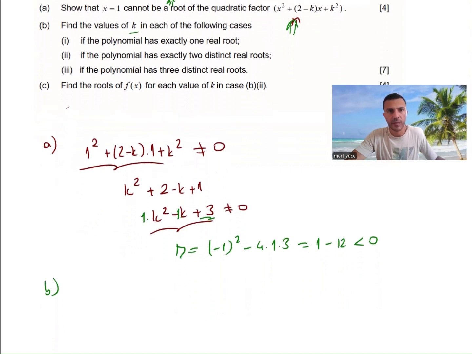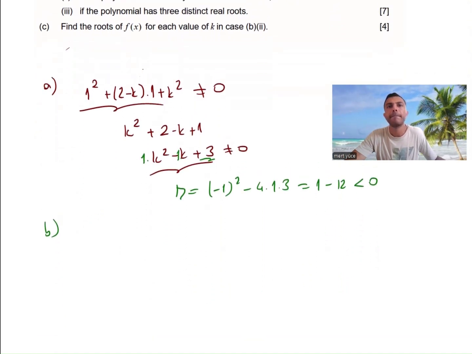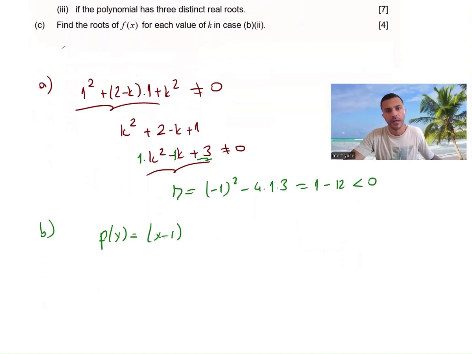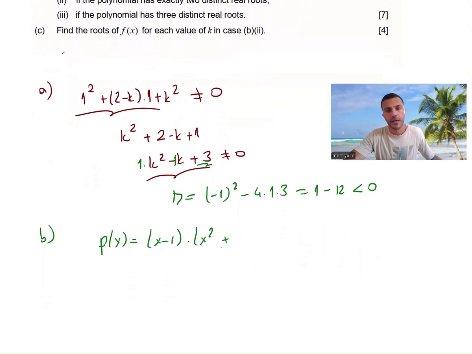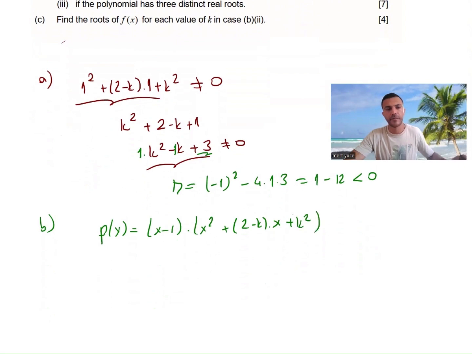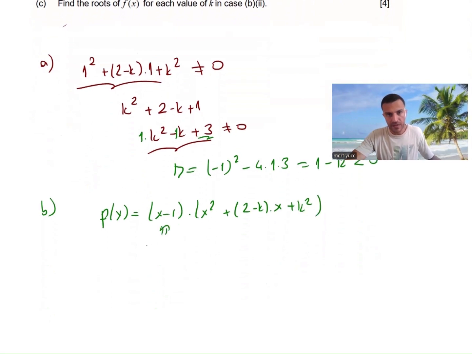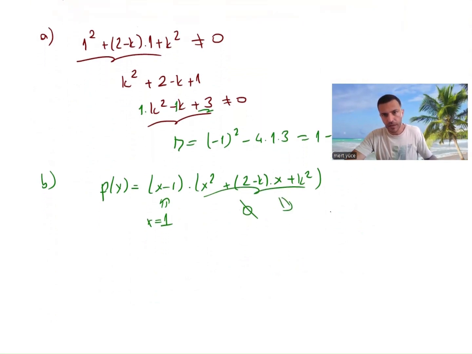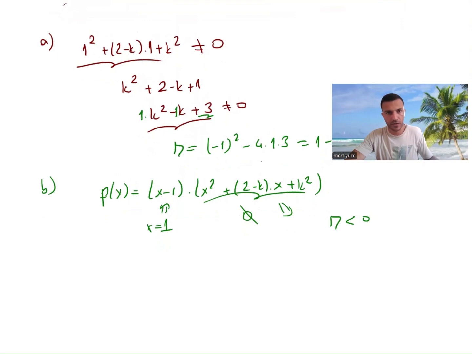So actually we will make the same. Here I will write the polynomial again, x minus 1 times x squared plus 2 minus k times x plus k squared. Yeah, we know that there is already roots here, which is x equals 1. So it shouldn't be any root from here. In this case, we're going to check the discriminant of this expression, the function. It should be less than 0, right? If we are asking for no solution here.